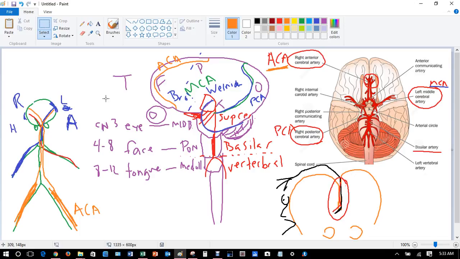And any other big things to bring up here? I didn't talk about PICA, the posterior inferior cerebral artery. I can't remember the exact word. And that is for the lateral medulla. So down here, let's see, another color I haven't chosen yet. How about pink? So down here on the medulla, you end up getting this blood vessel that they call PICA.